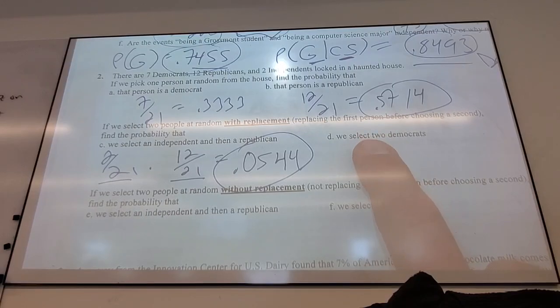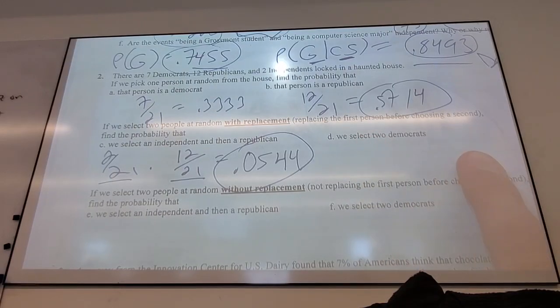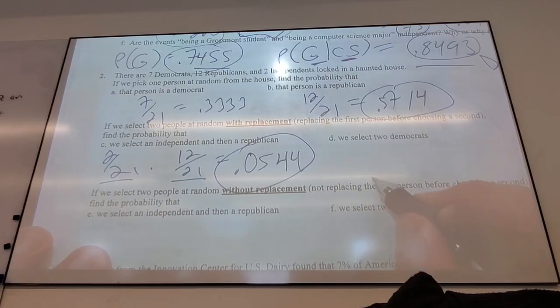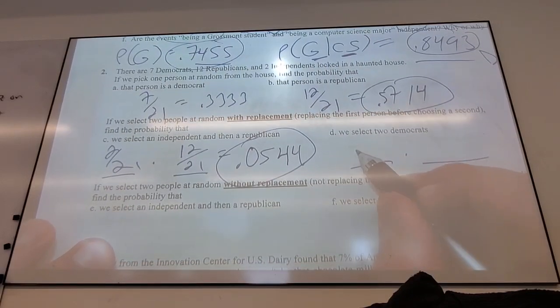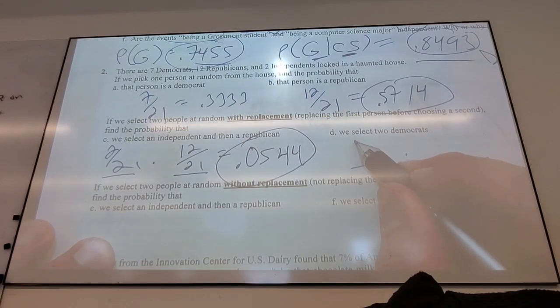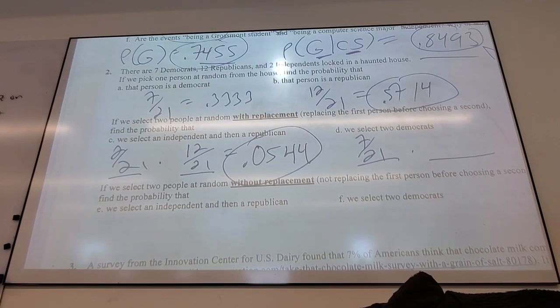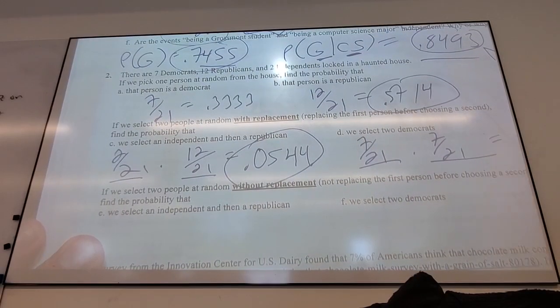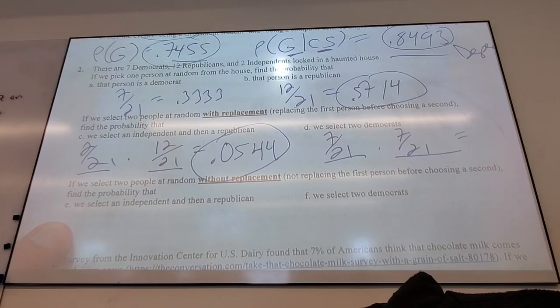I could rephrase this as I pick a Democrat and I pick another Democrat. So I still have my 2. What's the probability the first one's a Democrat? 7 out of 21. I shoved them back in the house, so I still have 7 out of 21. And that would be 0.1111.